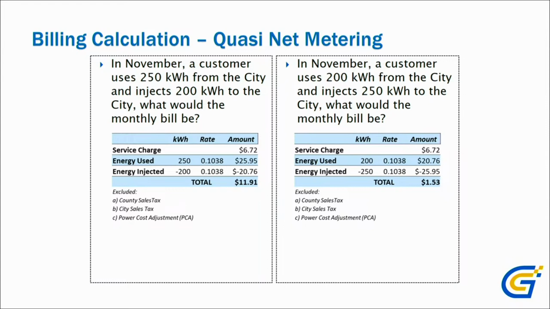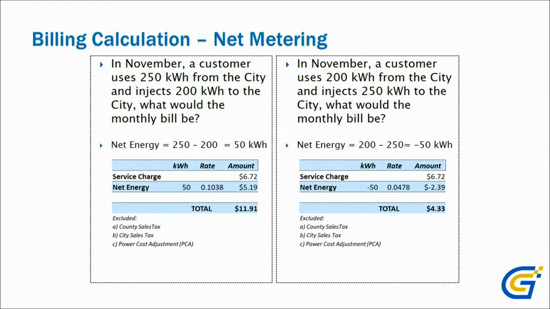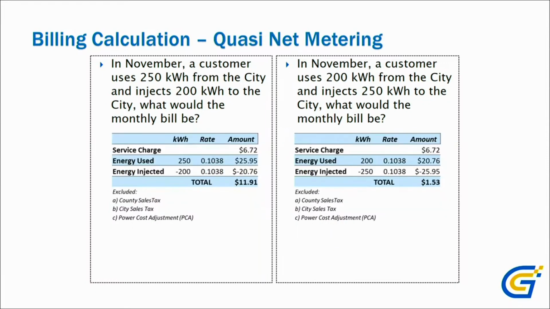If you compare the quasi-metering with the net metering, it is slightly lower, but it looks very close. Considering we only have 27 residential customers, the impact of going to a quasi-net metering will not impact our electric fund at all.